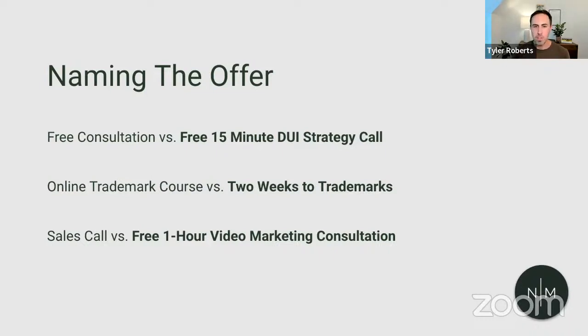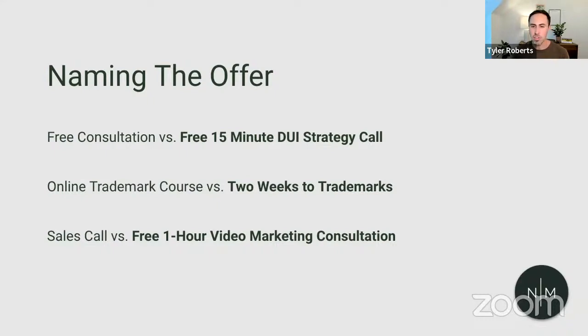Here are just a few examples. Instead of a free consultation, maybe it's a free 15-minute DUI strategy call. So it's a strategy call with one of our attorneys. We're going to patch you through to one of our DUI attorneys. They're going to ask you a couple questions, and they're going to help develop a strategy for tackling your particular DUI.